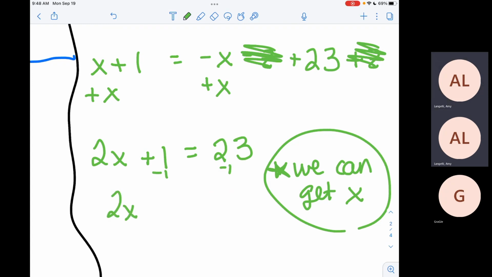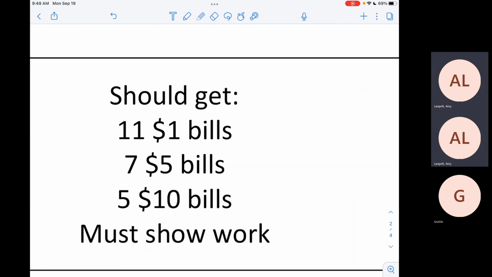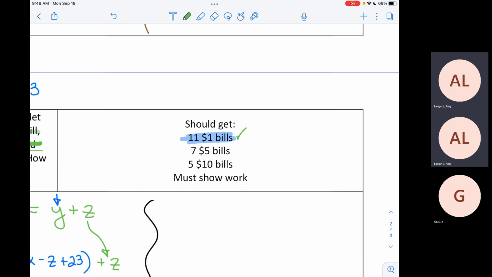So take away 1. What do you get if you take away 1? 22. And what do you get if you divide? 11. Now I'm praying that this is a word problem, right? X was the number of $1 bills. Yes, there it is. Yay. We did that. That's great. Give yourself a little check mark. I mean, you did great there.